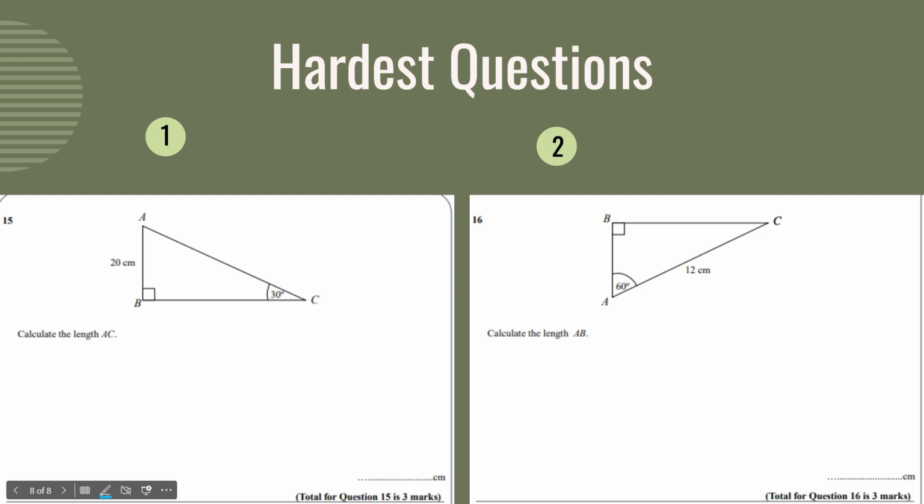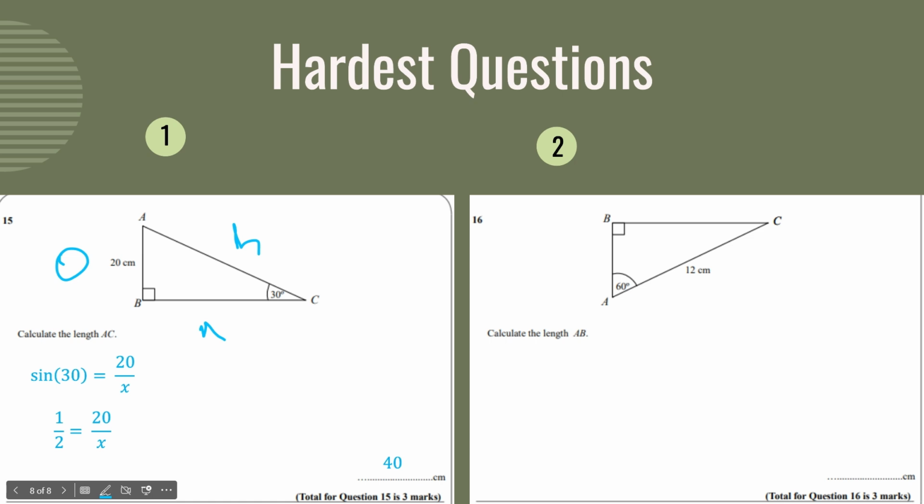So, in our first question, we're asked to calculate the length of AC. And as you can see, AC is our hypotenuse. And BC is our adjacent. And AB is our opposite. So obviously, as we have 20 and we want to work out AC, we're going to use sin. So sin 30 equals opposite over hypotenuse, so 20 over x. Sin 30, as we know, is a half, so a half equals 20 over x, meaning x equals 40.